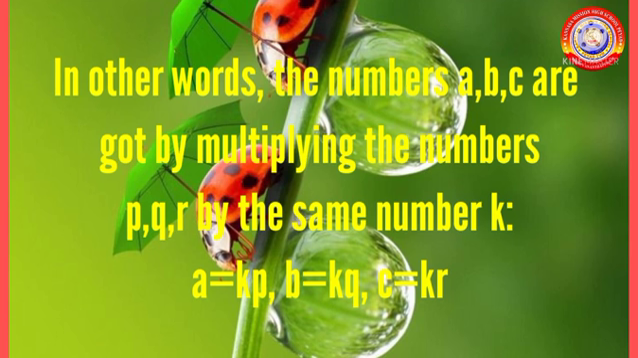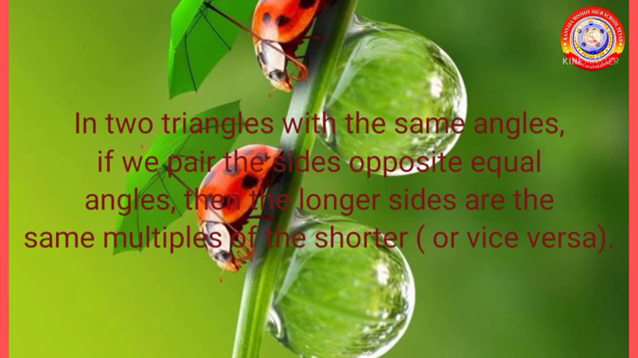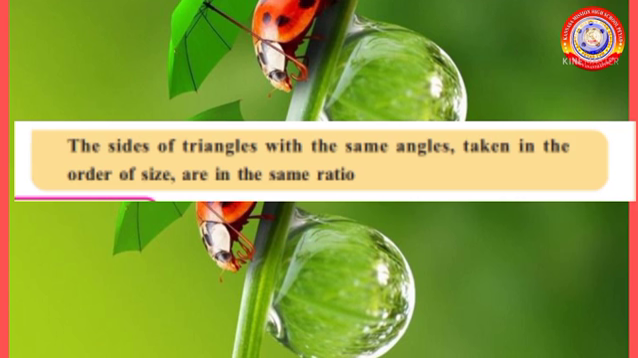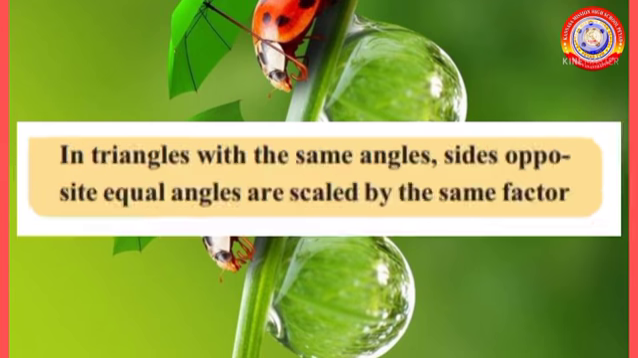The general principle behind this is, in two triangles with the same angles, if we pair the sides opposite equal angles, then the longer sides are the same multiples of the shorter sides, or vice versa. In other words, we can say that the sides of triangles with the same angles, taken in order of size, are in the same ratio. Or else, this can be stated in yet another way. We use the term scaling in comparing two measurements in terms of multiples. That is, in triangles with the same angles, sides opposite equal angles are scaled by the same factor.